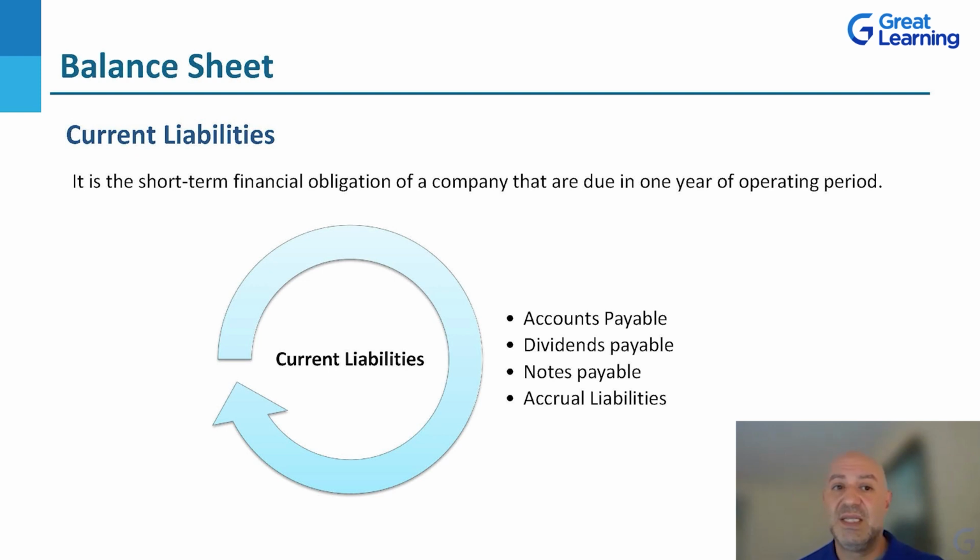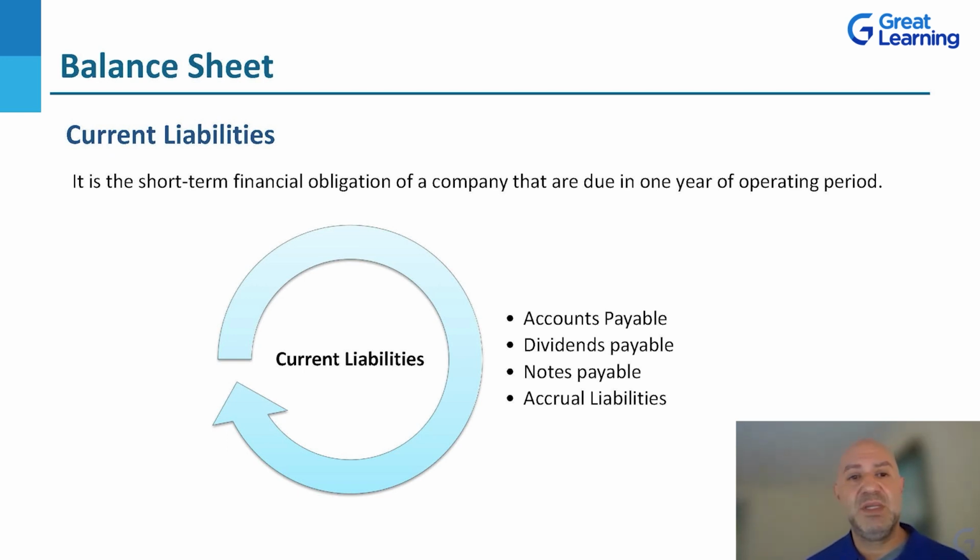Current liabilities, it's the short-term financial obligations of a company that are due in a year of the operating period. So anything that's due. It could be a short-term loan to fund a business operation. Anytime that money is taken in, there's a business purpose with it. And you're going to see, we'll talk about non-current liabilities in a second, but anything that wants to be done this year as opposed to in the future.